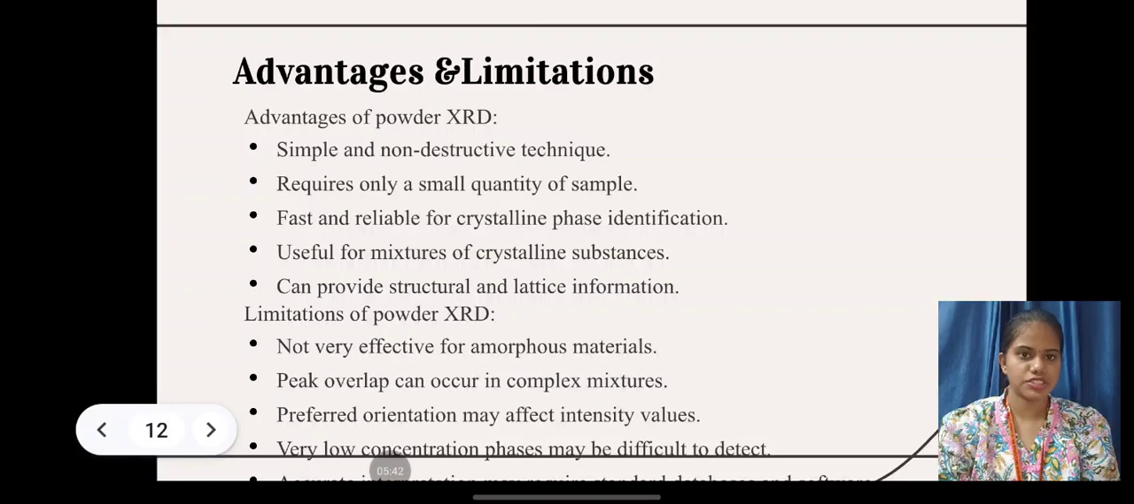Advantages and limitations. There are a few advantages and limitations. It is a simple and non-destructive technique that requires only a small quantity of sample. It is fast and reliable for crystalline phase identification, and can provide structural and lattice information. These are the basic advantages of the process.